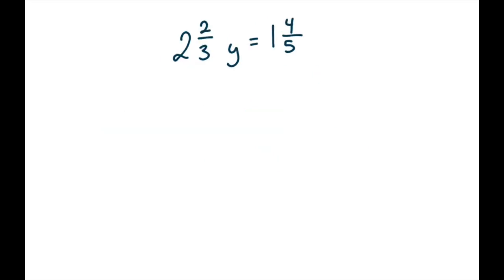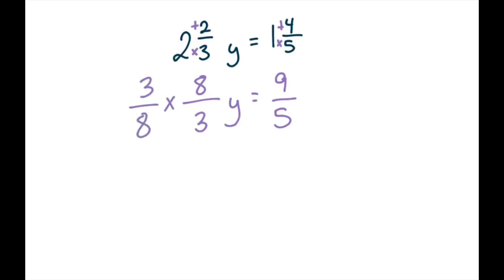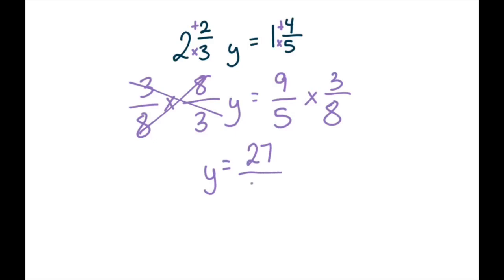All right, fantastic. All right, so again, change it into improper fractions. 2 times 3 is 6, plus 2 is 8. So 8/3 y. 1 times 5 is 5, plus 4 is 9. So 9/5. Multiply times your reciprocal. This cancels out, leaves us with y. And I don't see anything that I can cancel there. So 9 times 3 is 27. And 5 times 8 is 40. So your final answer is 27/40.